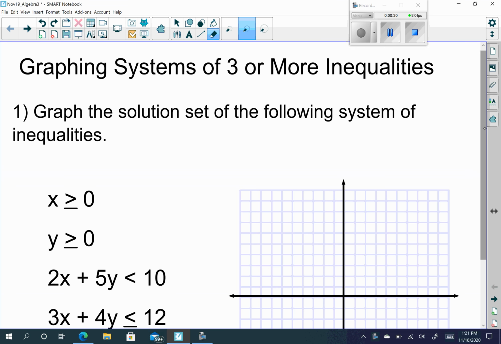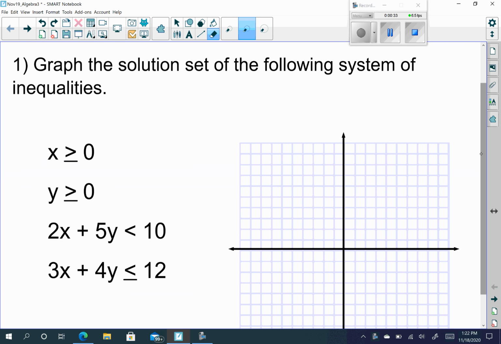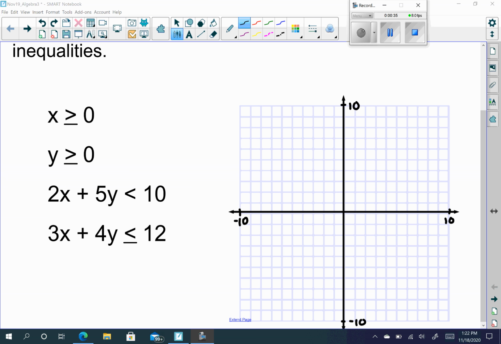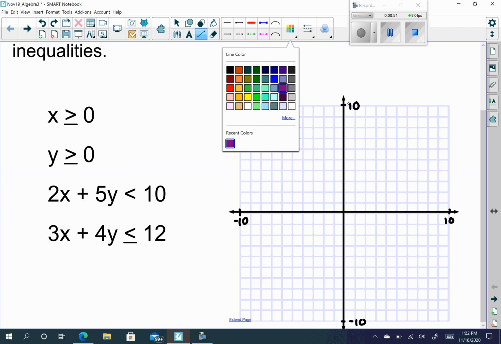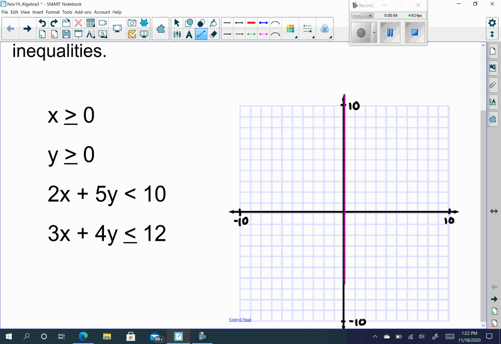All right, so for example 1, we're going to graph the solution set of the following system of inequalities. Anytime we see an x and a number, that's going to be a vertical line. And this is actually just the y-axis. It's going to be a solid line. I'm going to use purple for this one. So let's go ahead and just draw a vertical line. And that's for x is greater than or equal to 0. So when we go to shade, we're going to shade to the right of it. So I'm just going to show little arrows. So when I go to shade, I know I'm going to shade to the right of it.